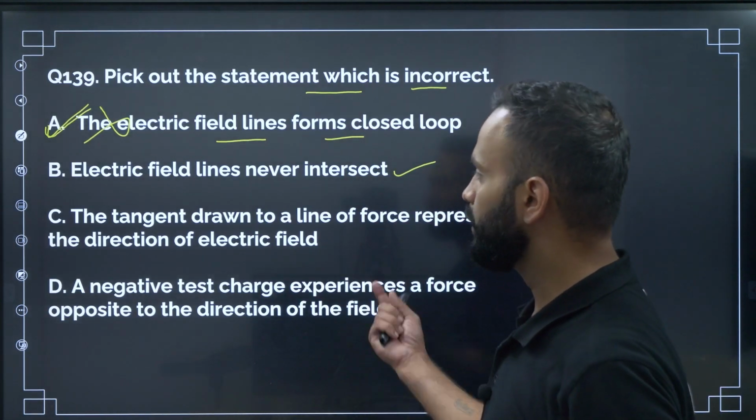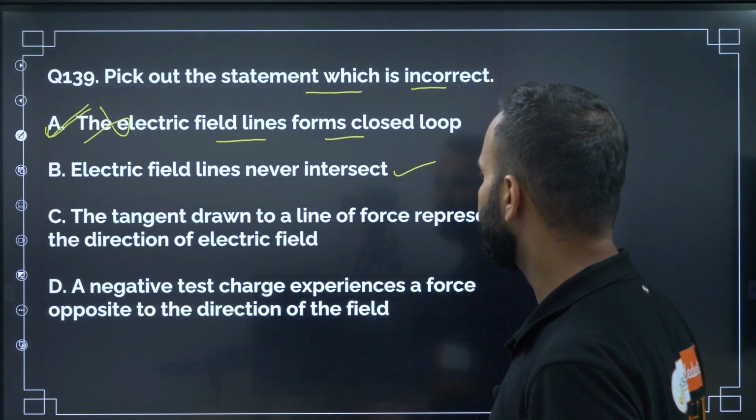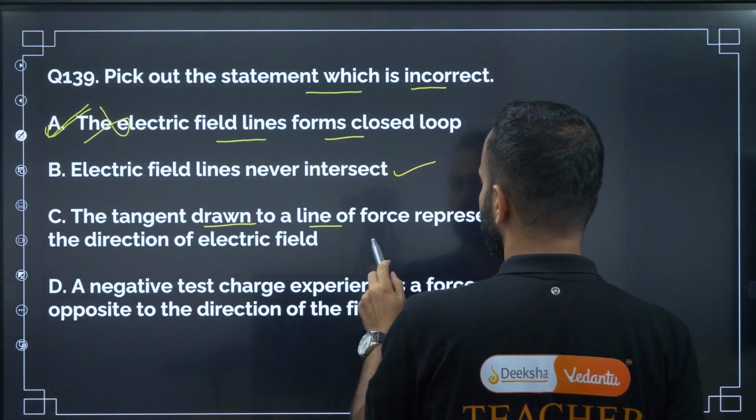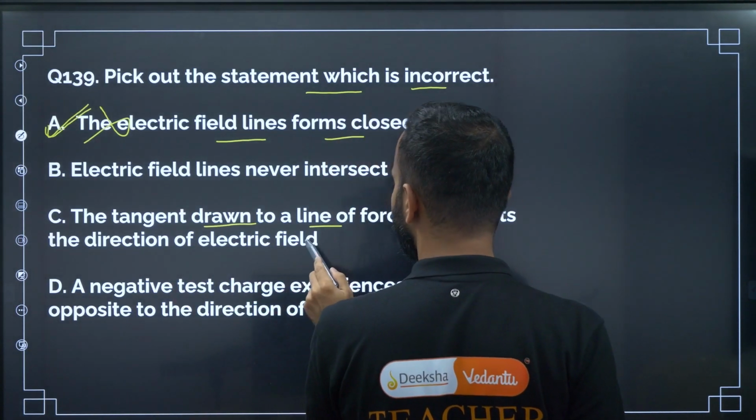This statement is correct, right? Isn't it? It will never intersect. Option C, the tangent drawn to a line of force represents the direction of the electric field.